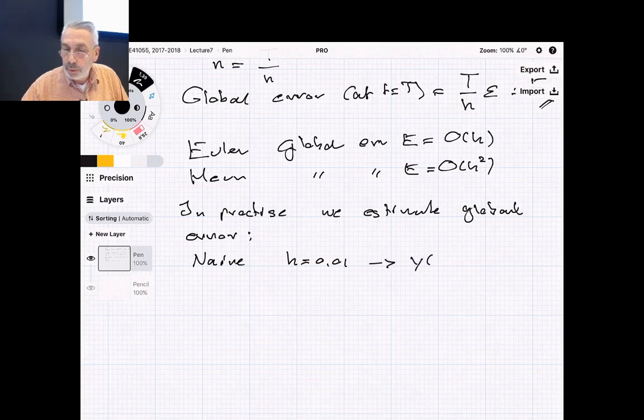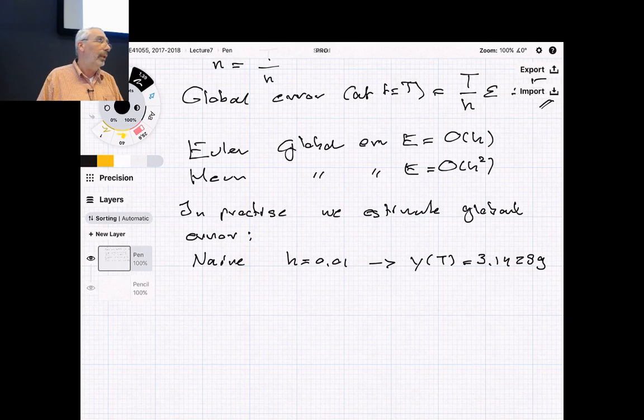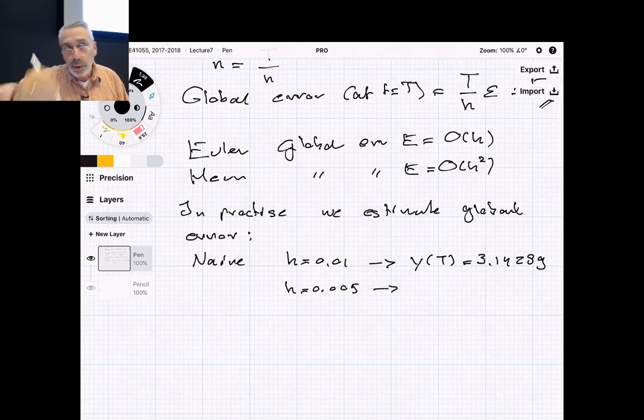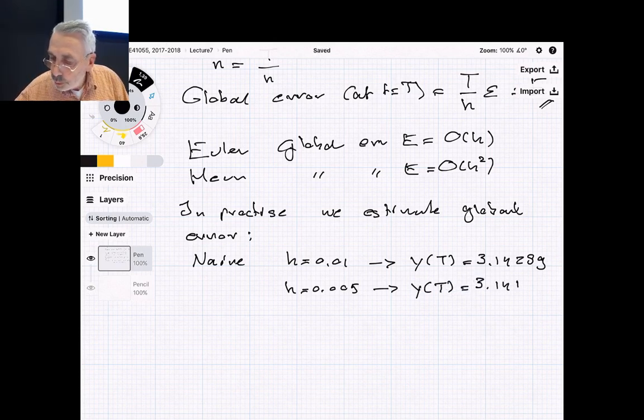Y at my end time is 3.14289. Yeah? Then we say, oh, let's do it again. We do it with h is 0.05. Oops. So we refine it, we halve the step size. Then I calculate again, and then what I get at my end time is 3.14129.